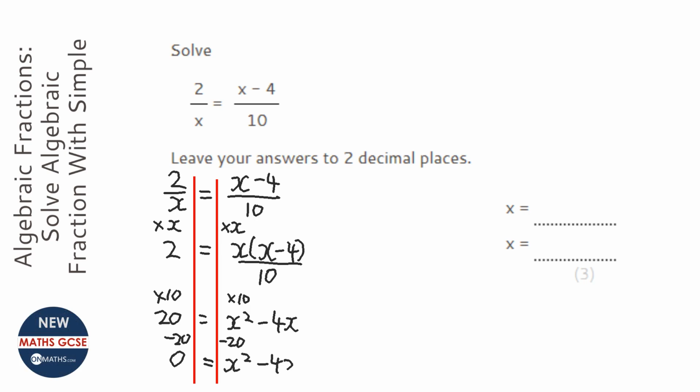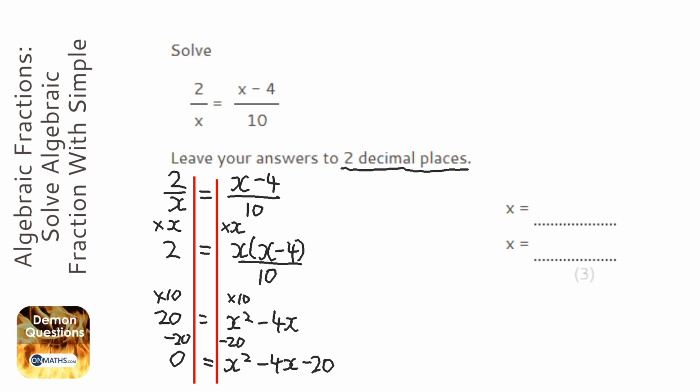Now the reason I want it equal to 0 is I can use the quadratic formula to work out the two answers. Now we know it's probably going to be the quadratic formula because it asks us to do it to 2 decimal places, and it doesn't ask us to factorise, and so chances are this doesn't factorise. Okay, so I'm going to put this into my calculator.